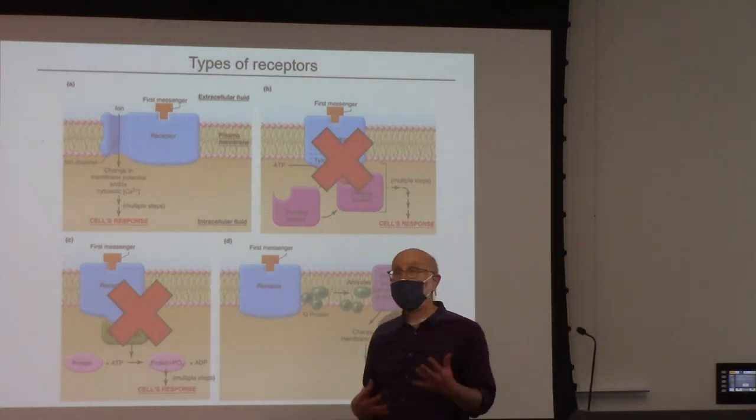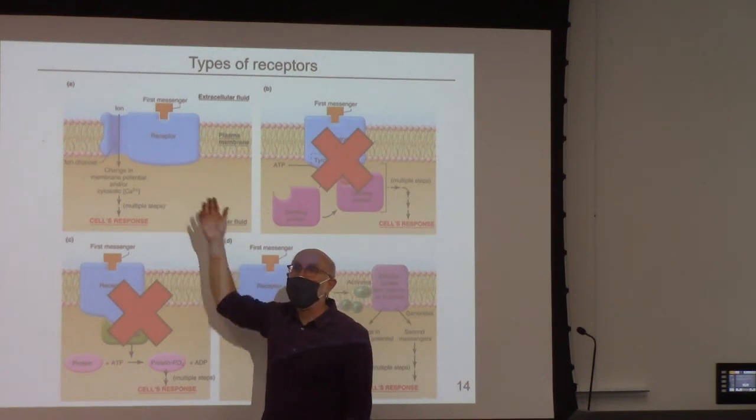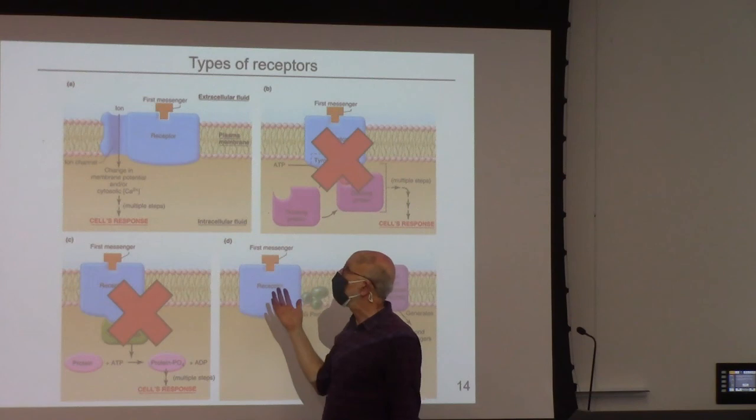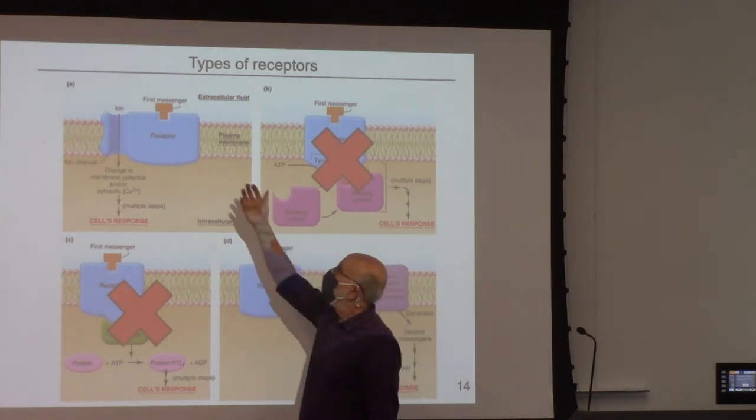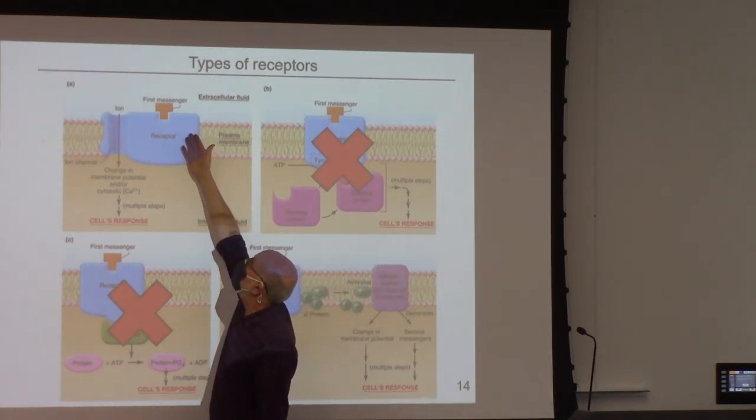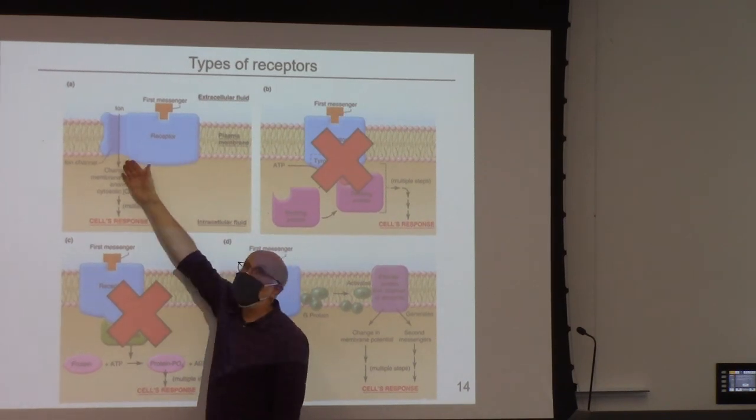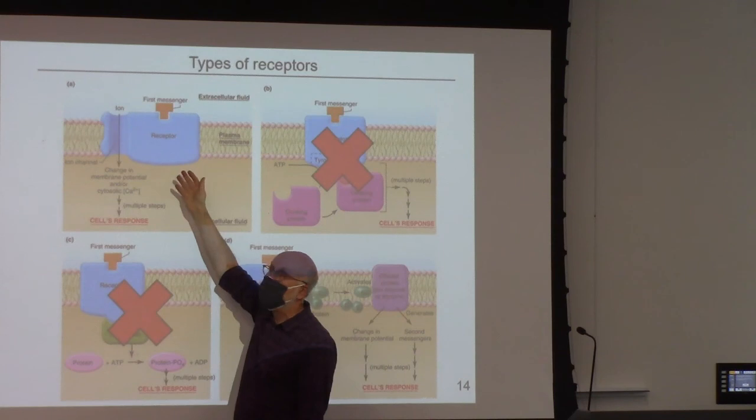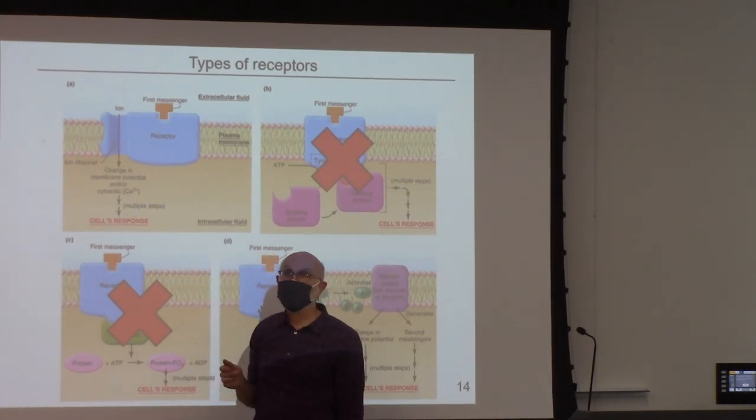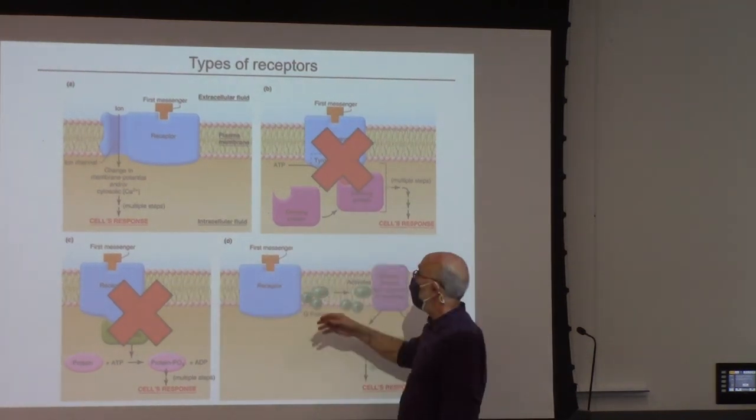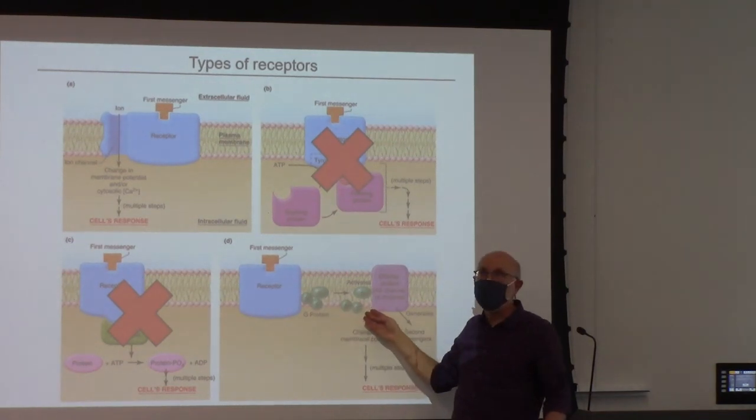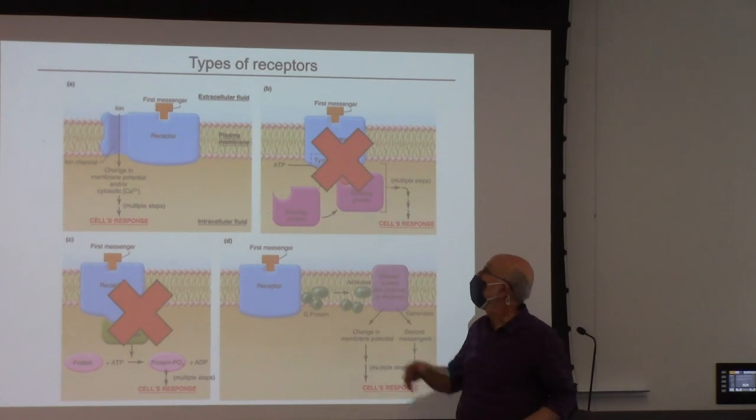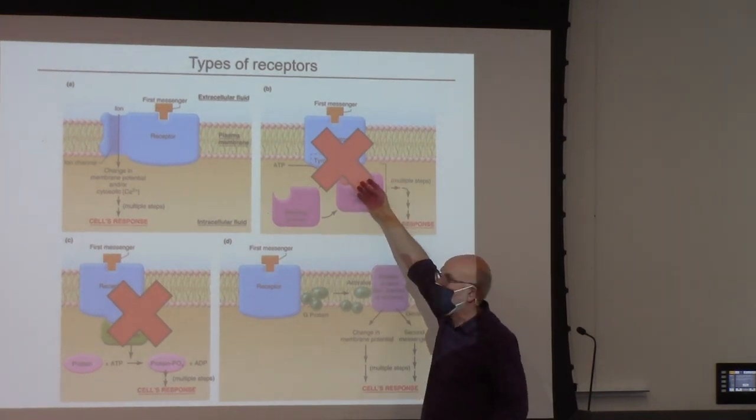Let's talk about receptors as molecules, not as concepts. Here's an image from your textbook. Here is a ligand-activated ion channel. A ligand-activated ion channel is a kind of receptor. Here is a G protein coupled receptor. You've seen this in cell phase. There are tyrosine kinase receptors.